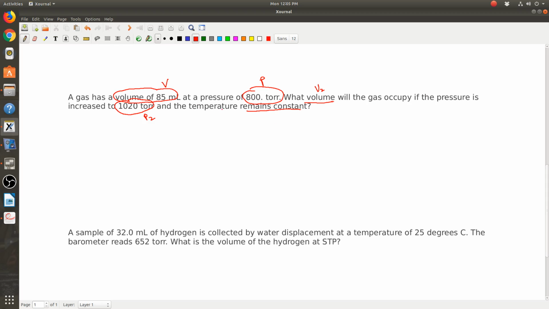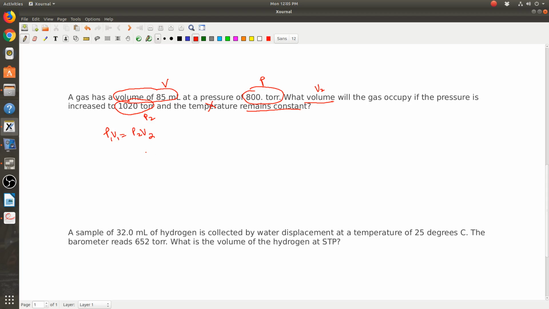All right, if the temperature remains constant, that means I don't need to use it. I don't know what the temperature is. It's not 0 degrees Celsius. It's not 273 kelvins. It's not 20 degrees Celsius. I don't know what it is. It's just the same on both sides. So I can't use the temperature. I can only use the pressures and volumes again. So I'm using P1V1 equals P2V2 again.